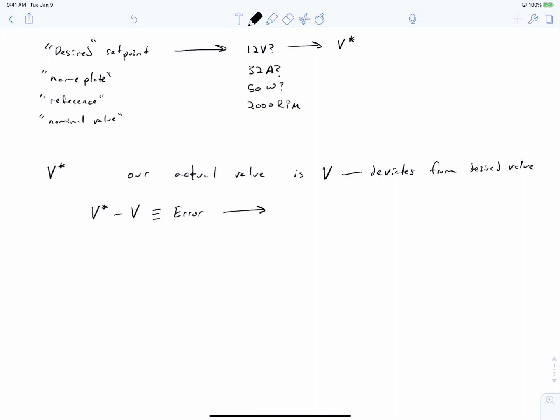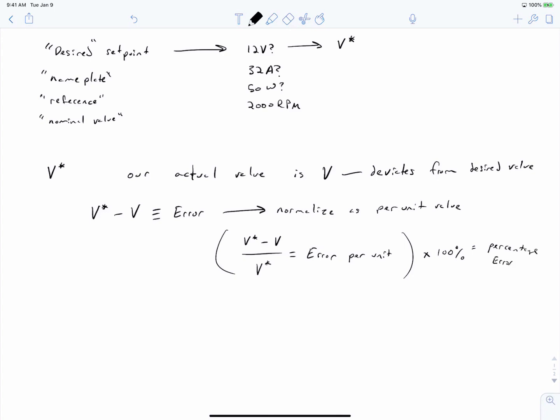And it's oftentimes useful to normalize this as a per unit value, which can be done as follows. Or you can instead express this as a percentage by multiplying by 100%. Okay, so now we've talked about a desired or a nameplate or a reference value. We've acknowledged that we actually may get something different and defined an error.